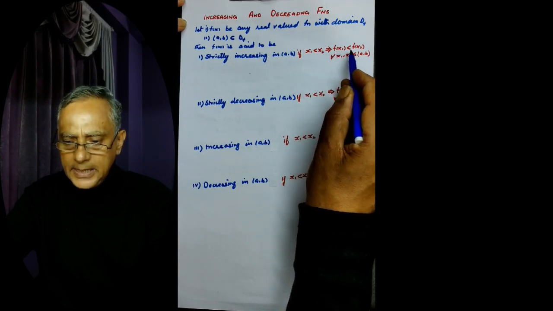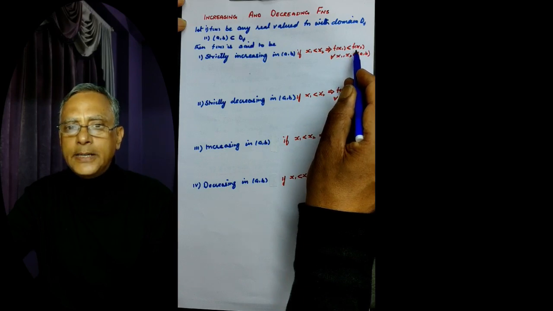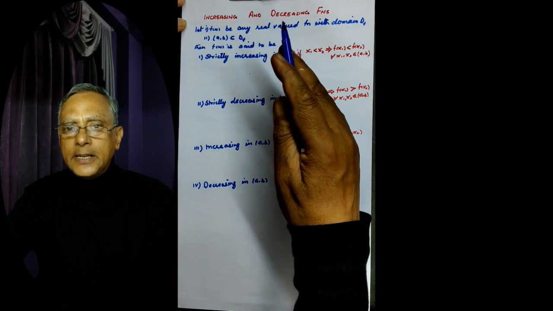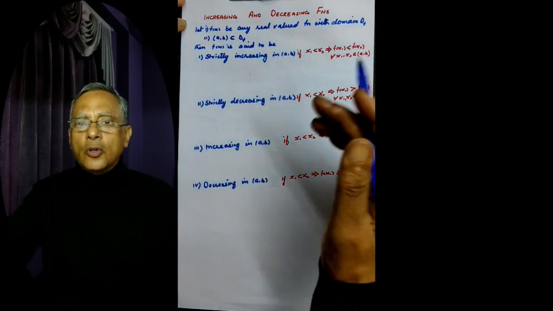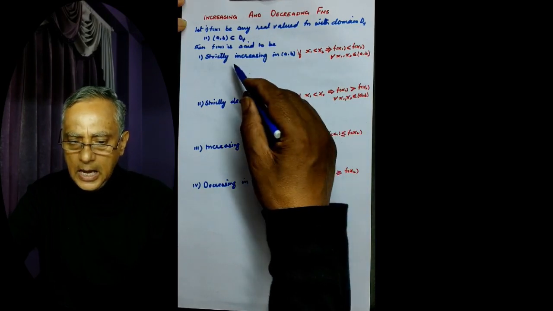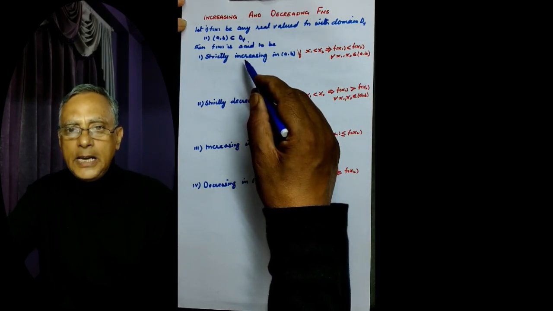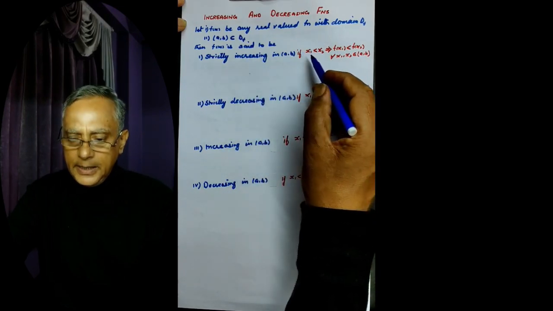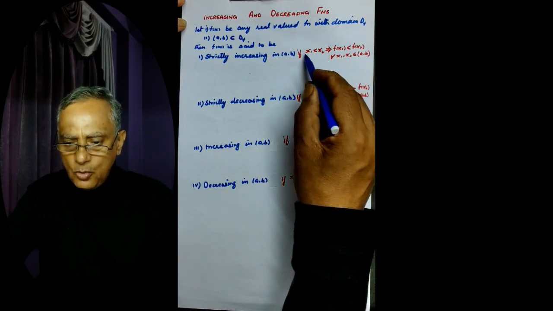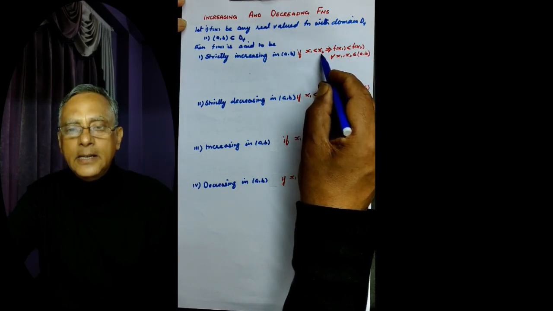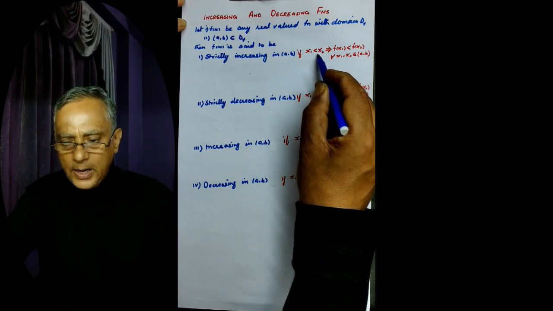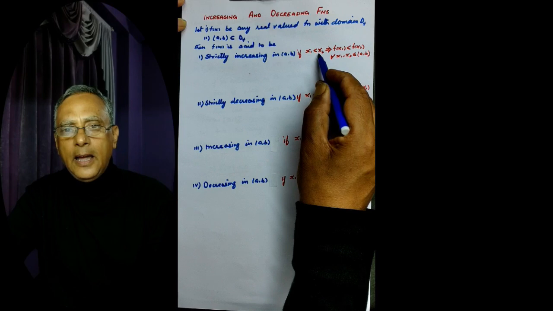As x increases, f(x) also increases. That is, the trend is maintained. As x increases, the values of the function also go on increasing. Such functions are known as strictly increasing functions. In these functions, this trend is maintained. x1 less than x2 will mean f(x1) is less than f(x2).